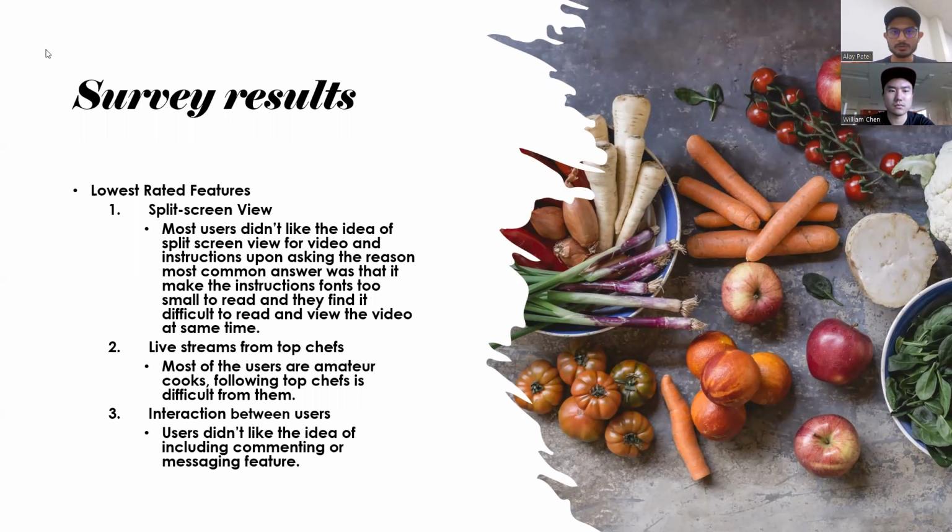Some of the lowest rated features are split screen view. Most of the users believe that having split screen view for video content and recipe instructions on the same screen makes the recipe instruction fonts too small to read, and it makes it harder for them to read and view the video at the same time. So that makes it a little hard for them to follow the steps. Also, from our testing, we found that most of the users are amateur cooks. So having live streams from top chefs is not beneficial for them, as they don't have the cooking skill that some of the top chefs in the country have.